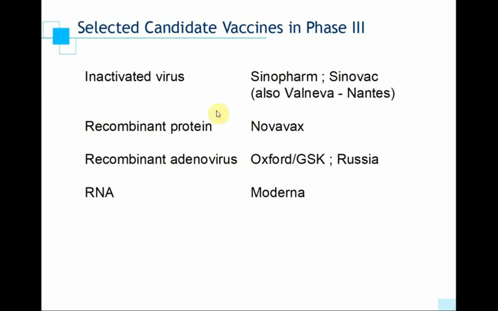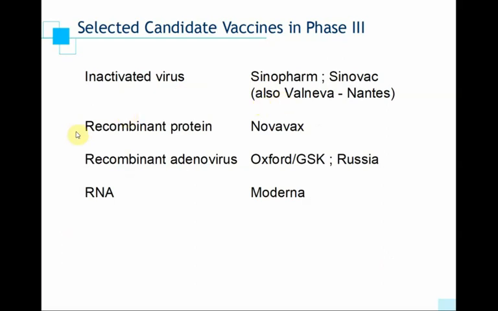So inactivated virus. You grow up the virus in cell culture, you inactivate it chemically with beta-propiolactone, you purify that, and you put it in a vial and inject it into people with aluminium hydroxide as an adjuvant. There are Chinese companies doing this, and also Valneva in Nantes. Their candidate vaccine is an inactivated whole virus.